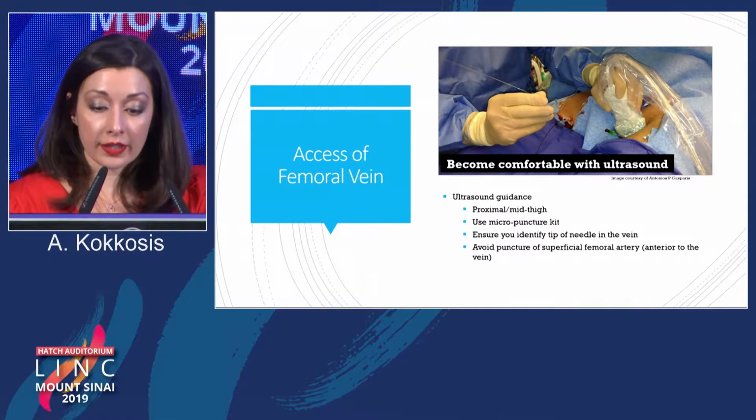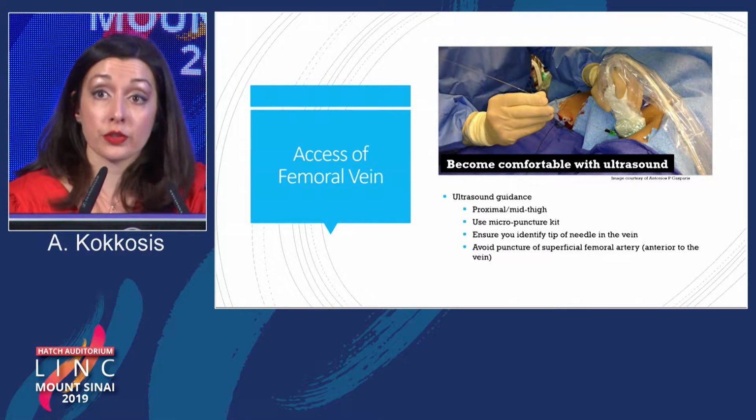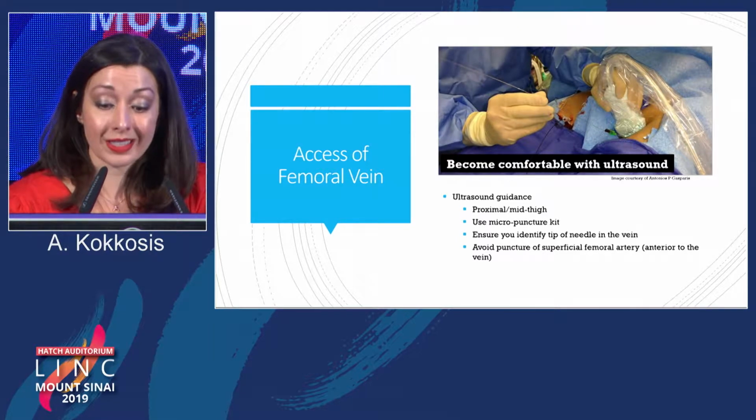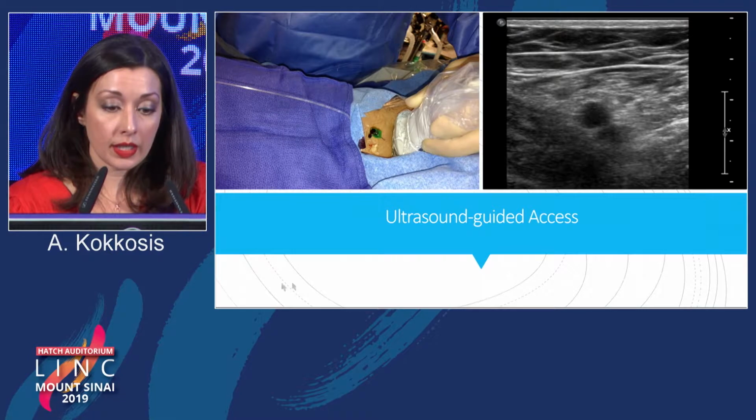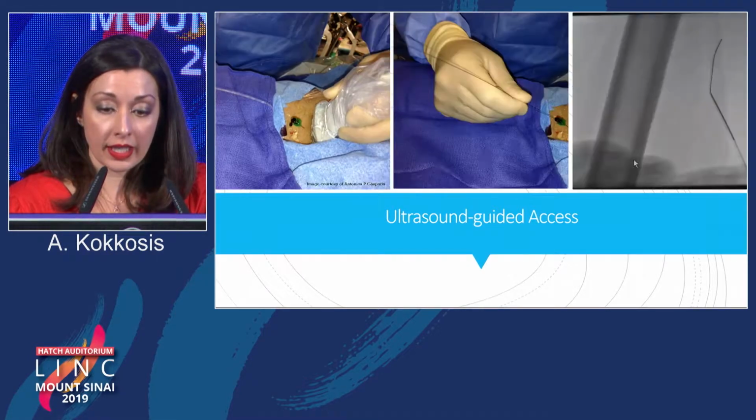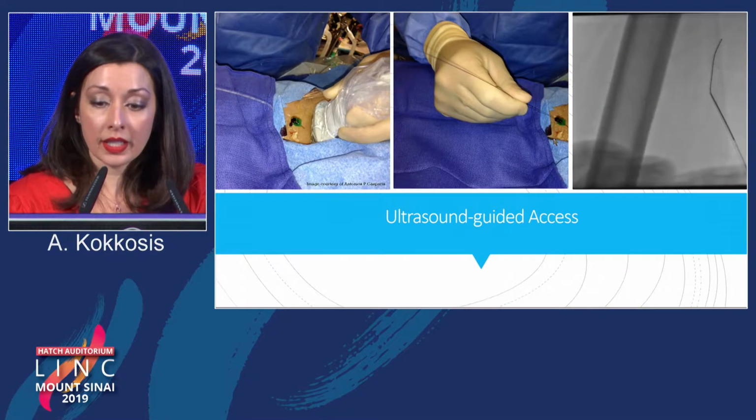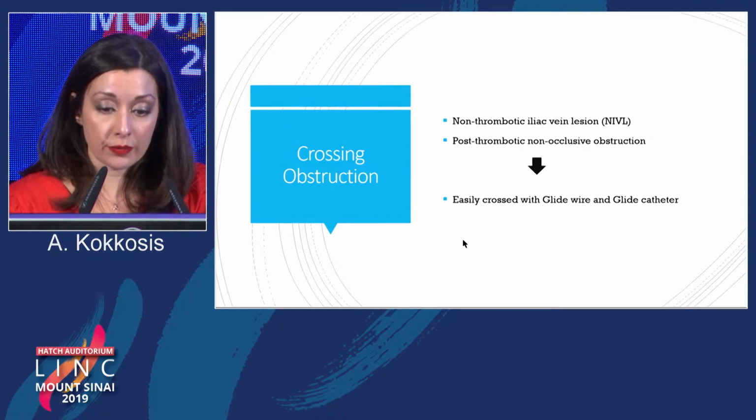Ensure you identify the tip of the needle and avoid puncturing the superficial femoral artery, which is directly anterior to the vein. And here's just a picture of your ultrasound-guided access. Again, and then you follow the wire up with your fluoro.